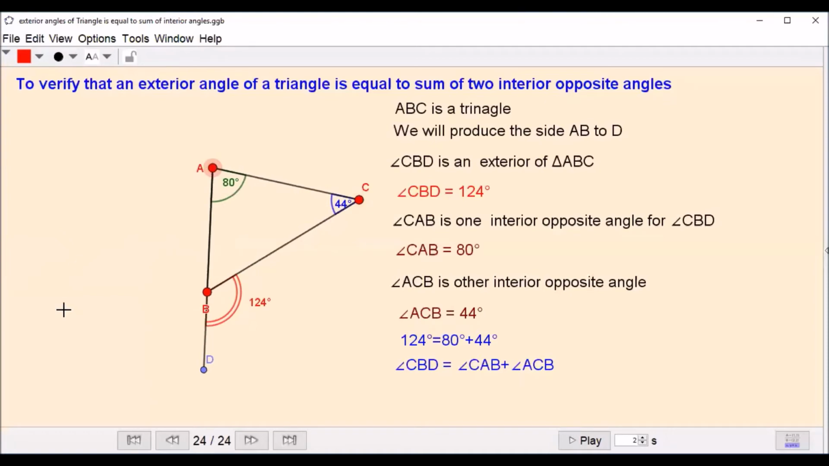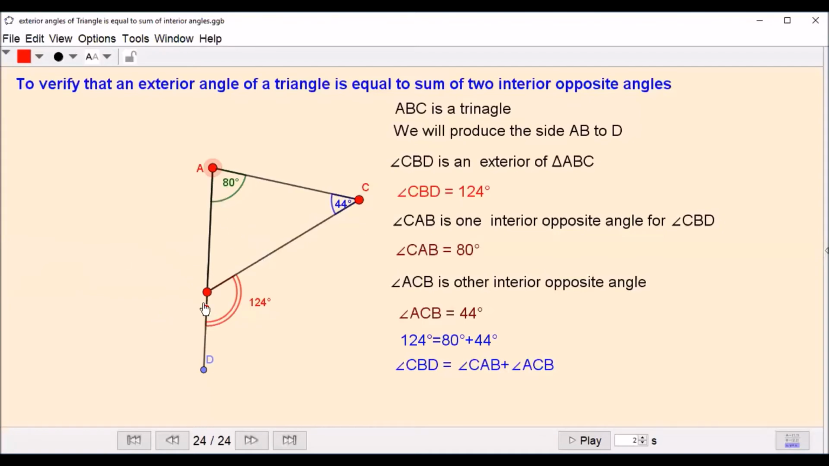80, 44, 124. So this is a fact that the sum of the two interior opposite angles is equal to the exterior angle. So what is the use? When one of the angles is given, you can find the other one.